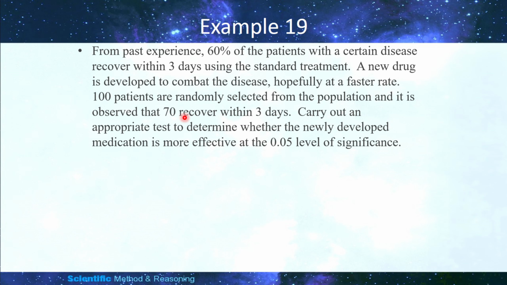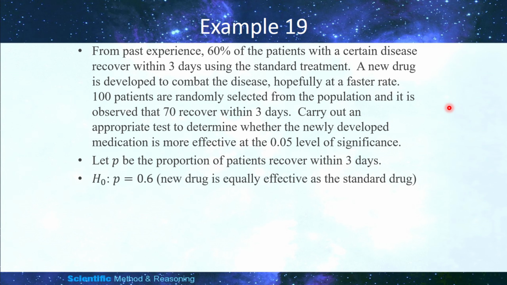The question is, how do we transform our daily life language, the language of more effective, to a mathematical notation, to transform the daily life language to a quantitative problem? And first of all, we let P be the proportion of patients who recover within 3 days using the new medication.